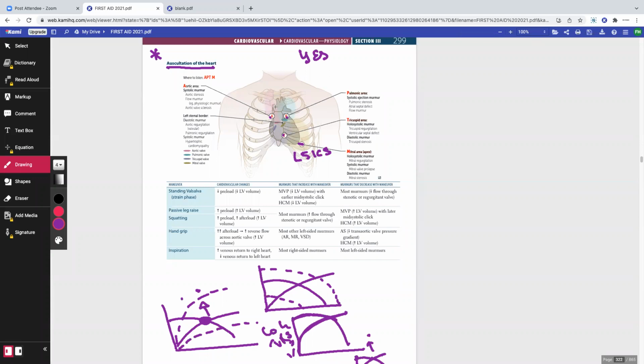So for this one, please write down left second intercostal space. This is obviously the aortic area, that's at the right second intercostal space along the sternal border. And this is the tricuspid area. The tricuspid area is at the left third intercostal space along the sternal border. Okay, are we clear? Yes or no?